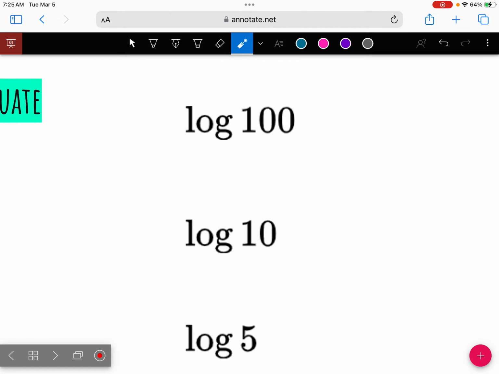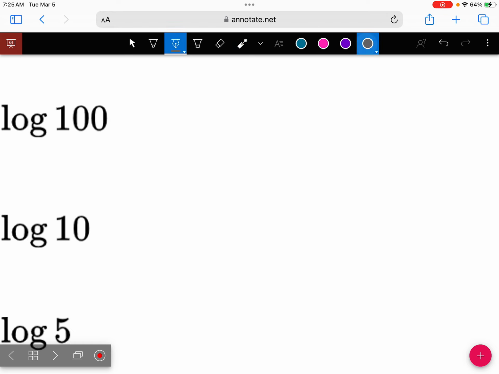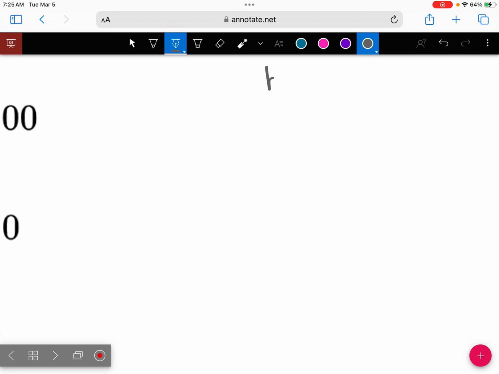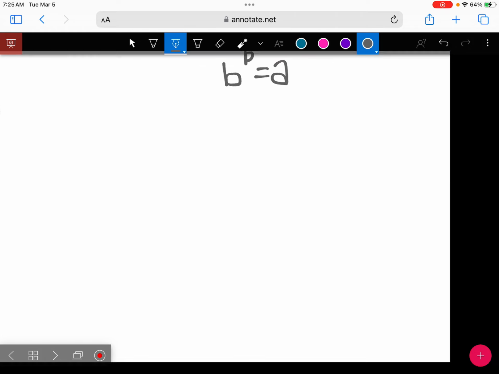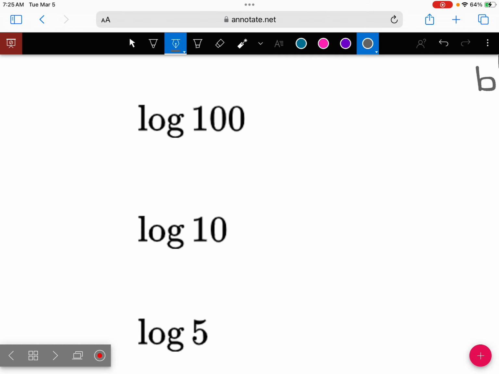And we don't necessarily have to do these with the calculator. We can still use our BPA log BAP stuff. So when we're asked to evaluate, that means we're asked to find that power.